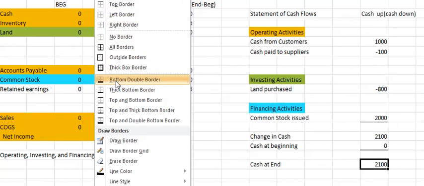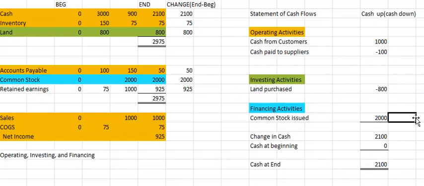So there you go. Real big picture idea of the statement of cash flows. Basically, the whole idea is that we are using the changes in the balance sheet from the end of the period to the beginning of the period. We're using that information in the income statement to explain the change in cash.